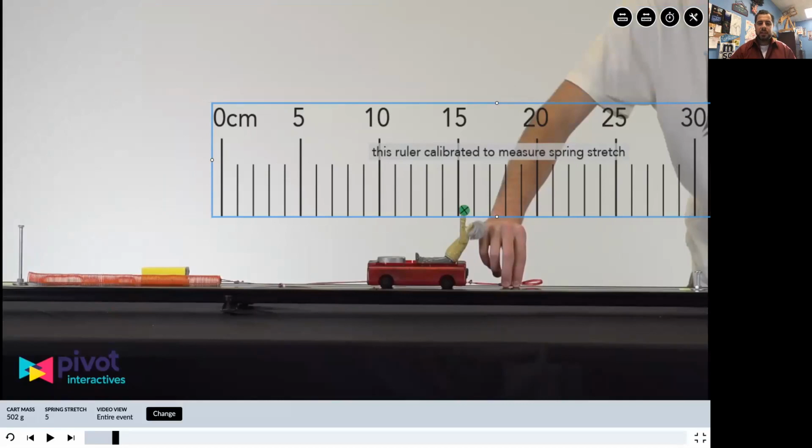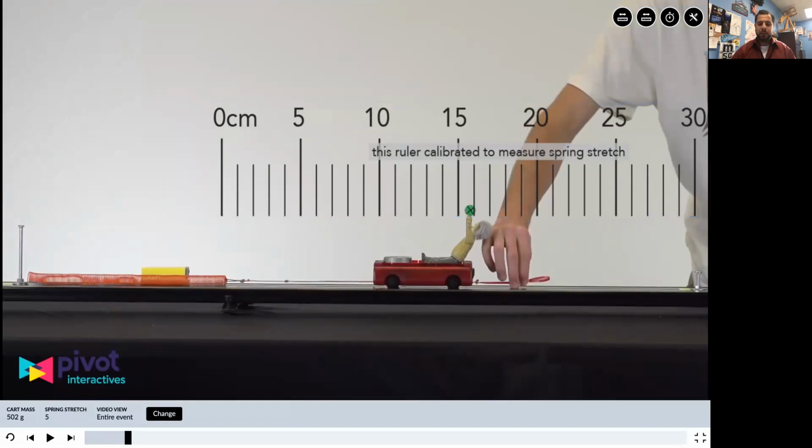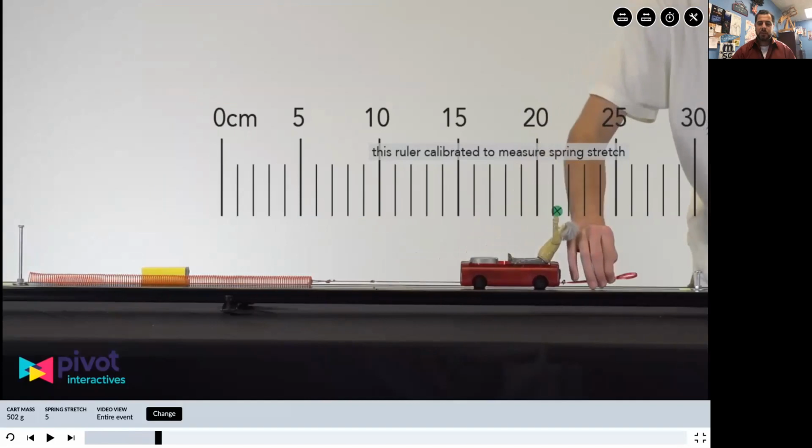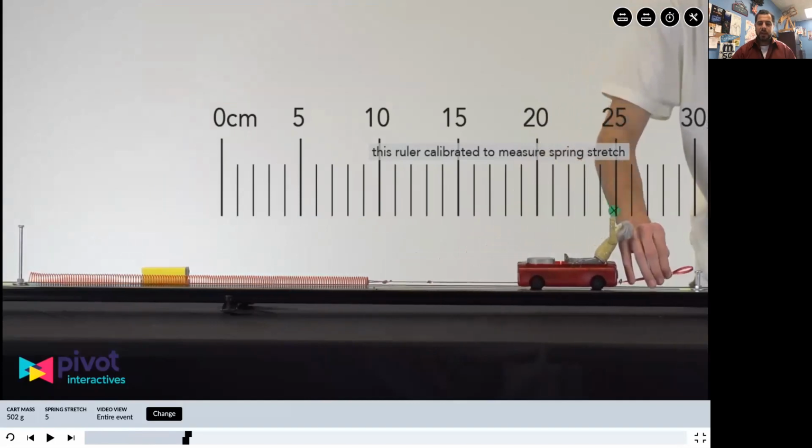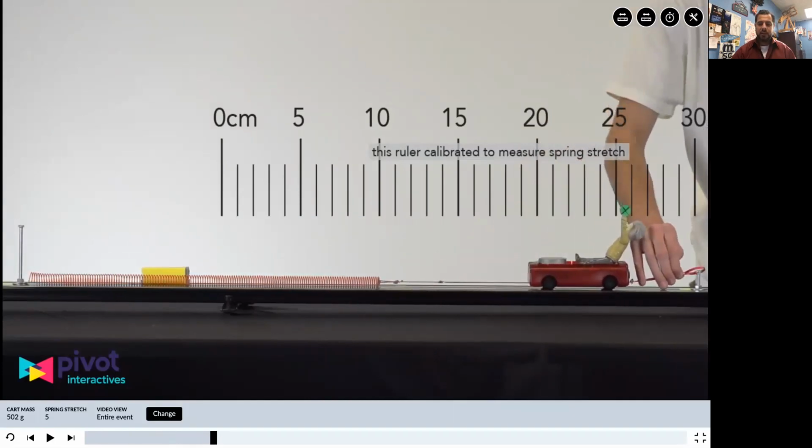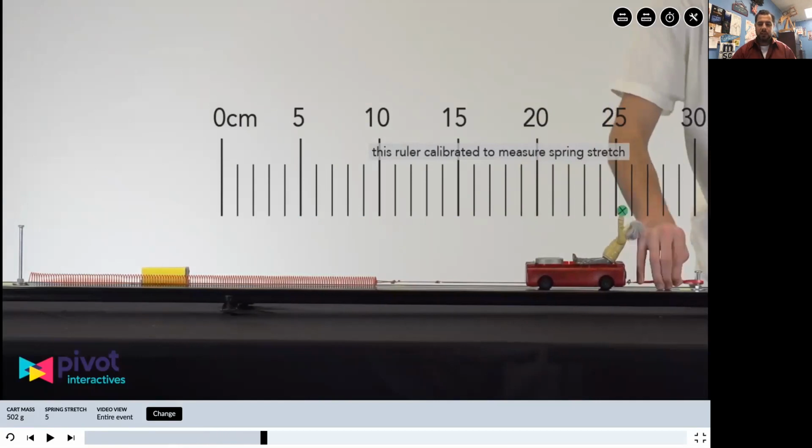All right, in this next step, what we're going to use is the ruler on the screen in order to measure the change in spring length. So as the person pulls back, you can see that the spring is pulled from its rest position until where it settles here, as the car is now tied to this hook and allowed to remain at rest before it is then cut and released.